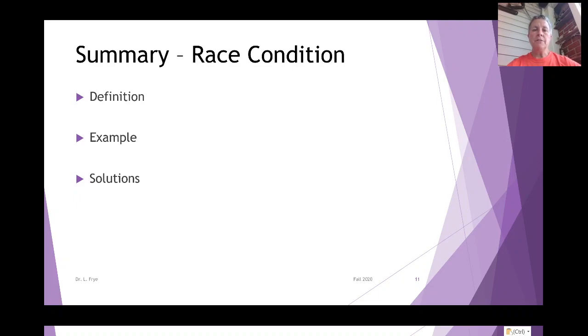So we saw a definition of a race condition, we saw a real-world example and a programmatic example, and discussed a few solutions.